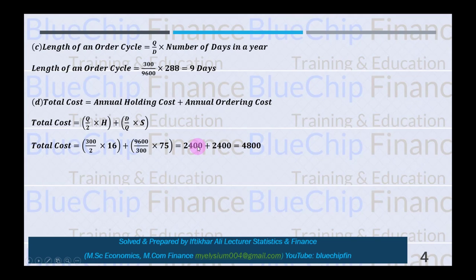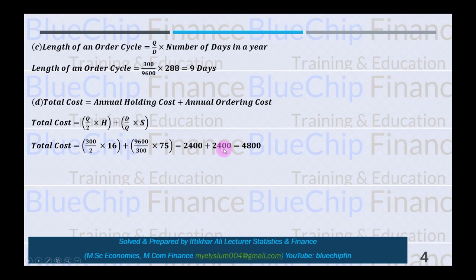So here you are observing what was asked in the previous question: at EOQ level, are annual holding cost and annual ordering cost the same except for some fraction? Here you are noticing that these both are exactly the same.